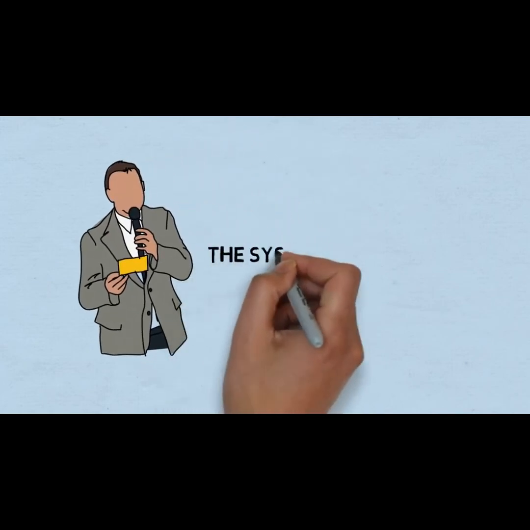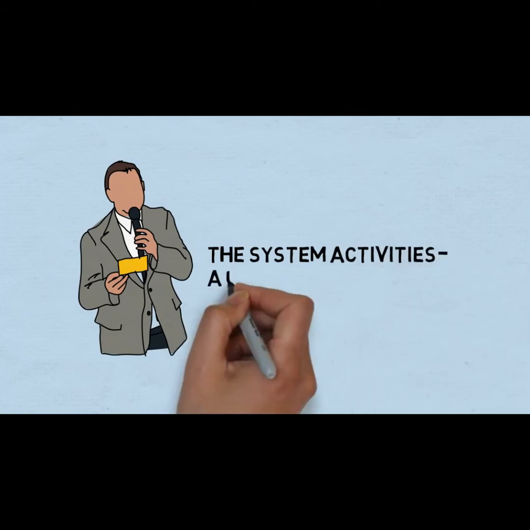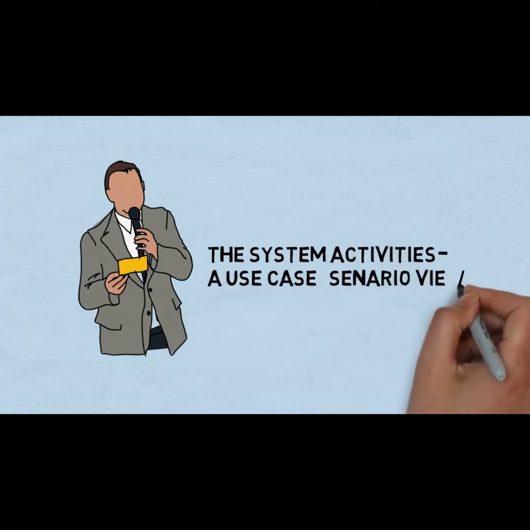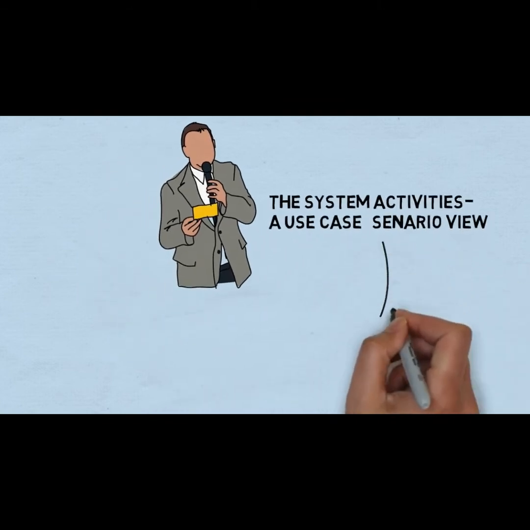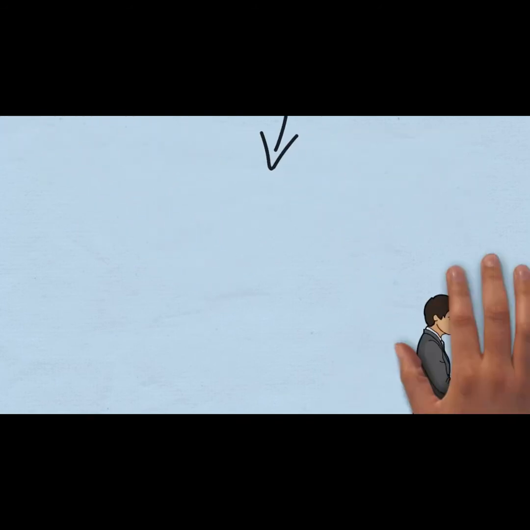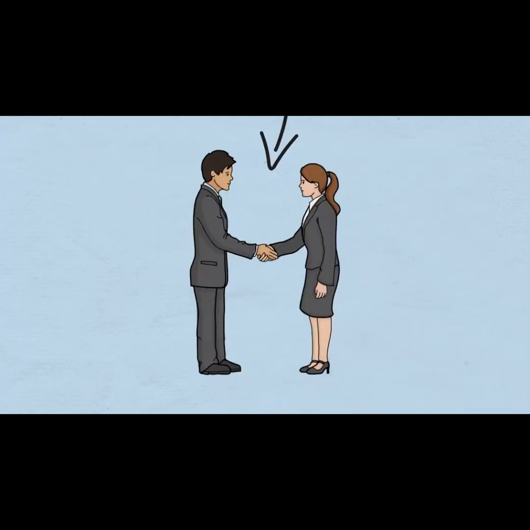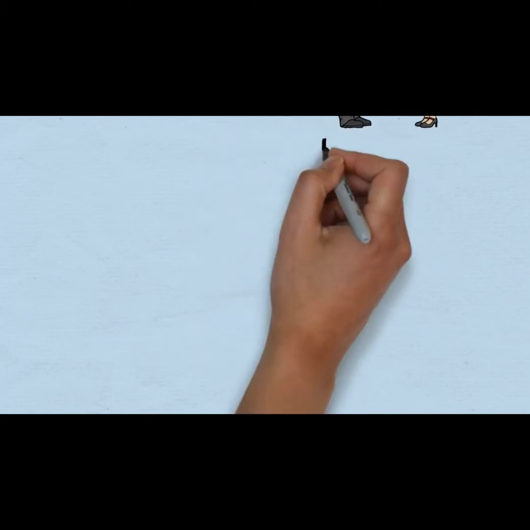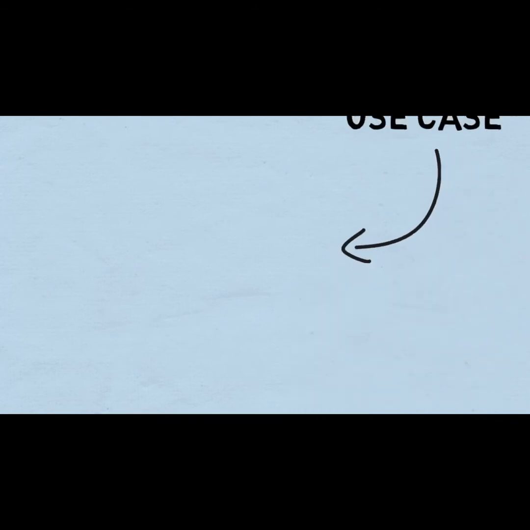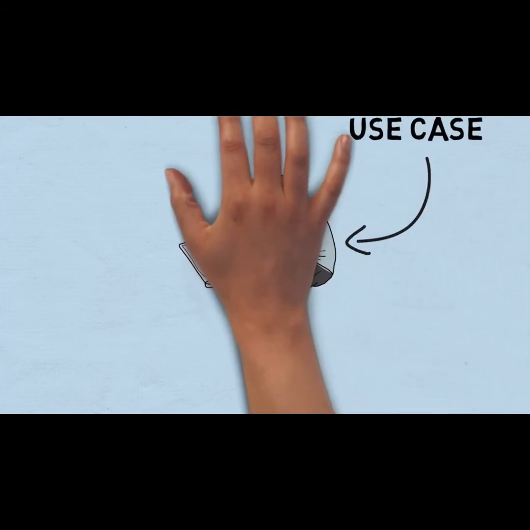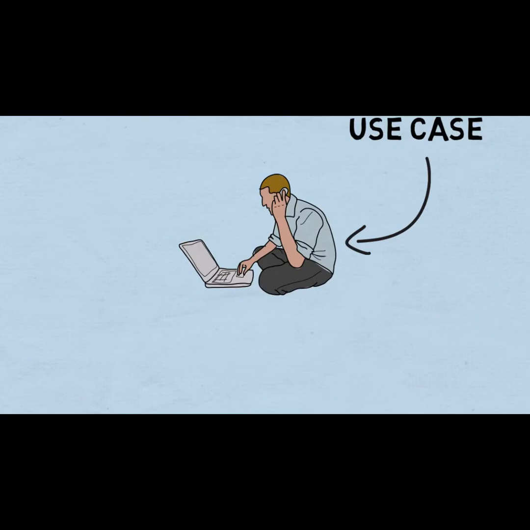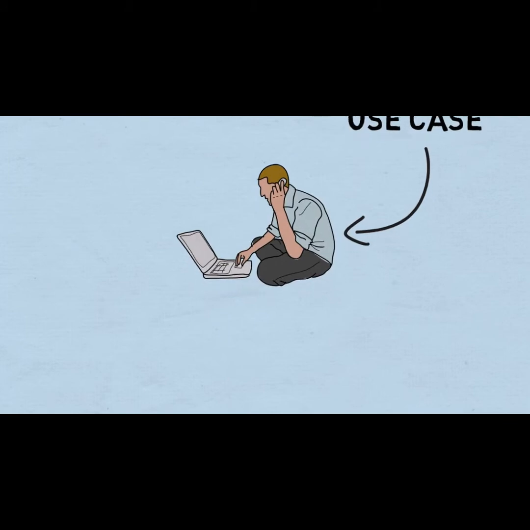Today, I will discuss the system activities, a use case scenario view. Use case analysis is used to identify and define all business processes that the system must support. A use case is a collection of possible sequences of interaction between the system under discussion and its external actors related to a particular goal.